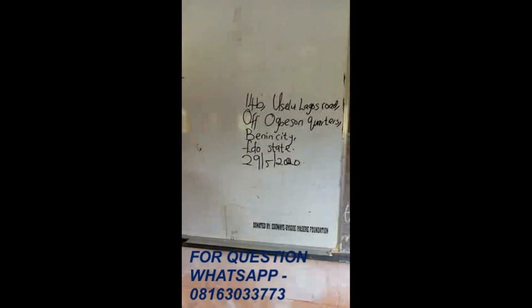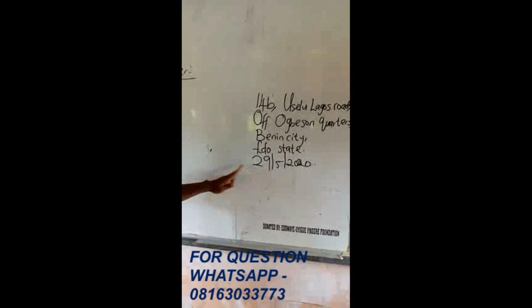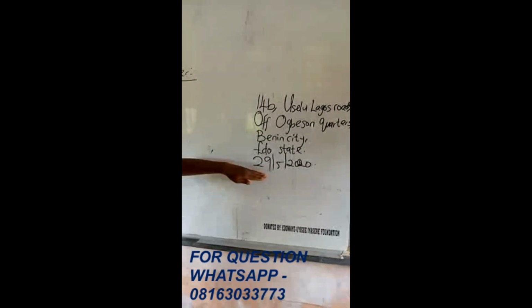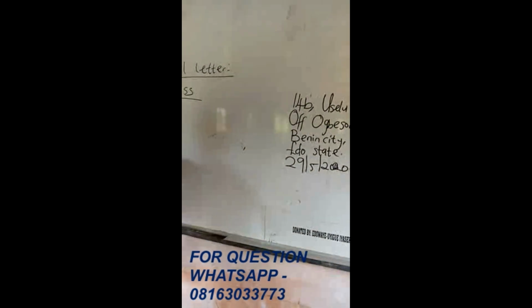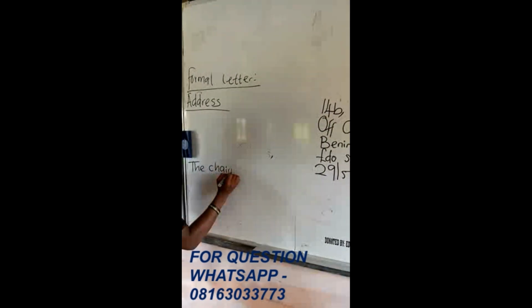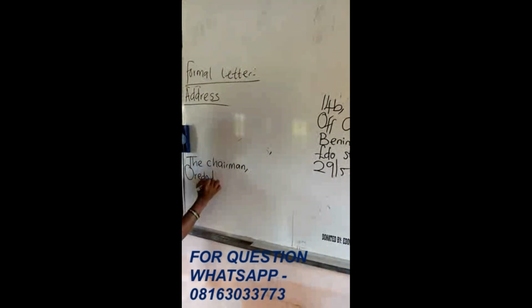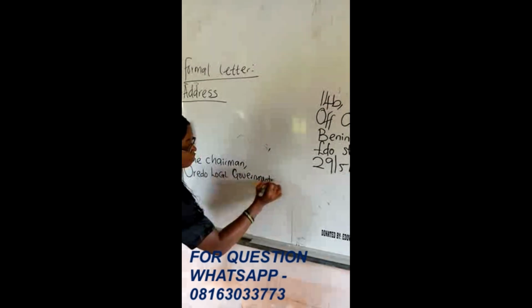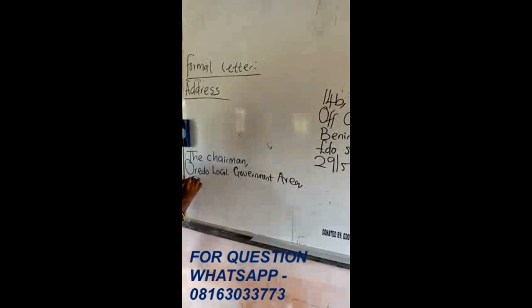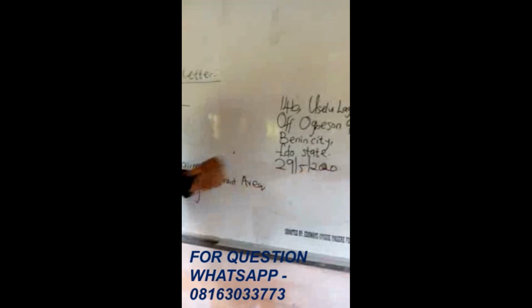Who is receiving your letter? The local government chairman of your area. The address of it will be written on the line after your date. Follow it straight and write The Chairman, Oredo Local Government Area, Benin City. I will not write Edo State because I've written Edo State here. They are within the state.